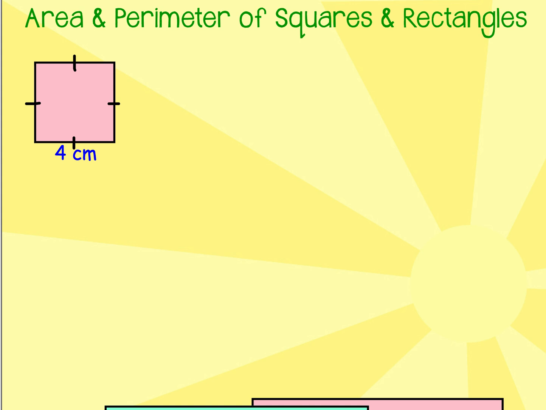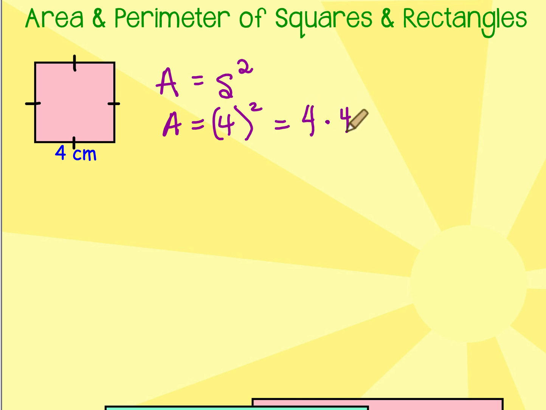So we're going to go ahead and, because we know it is a square, because all the sides are congruent, I know that the area of a square can be found by doing the length of one side squared. And we know that the length of one side is 4 centimeters. We do not put the centimeters in our formula. And it says we square. So remember, squaring means to multiply the number by itself, which means 4 times 4. 4 times 4 is 16.